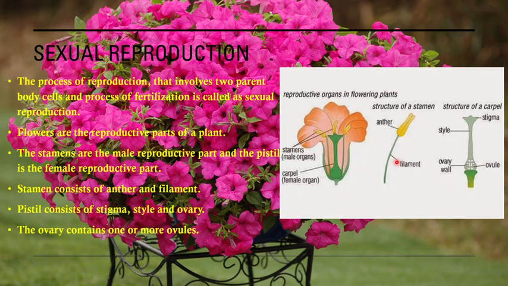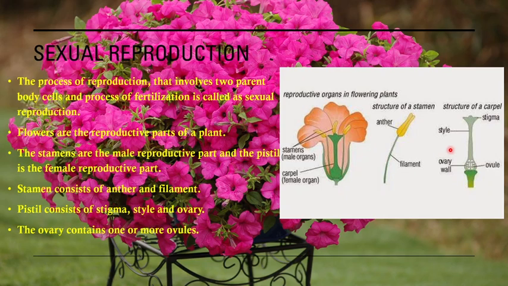All of you look at this picture. This is the stamen, or we can say this is the male reproductive part, and this is the pistil, or we can say it's the female reproductive part. From this picture we can clearly understand the stamen. Stamen consists of anther and filament.